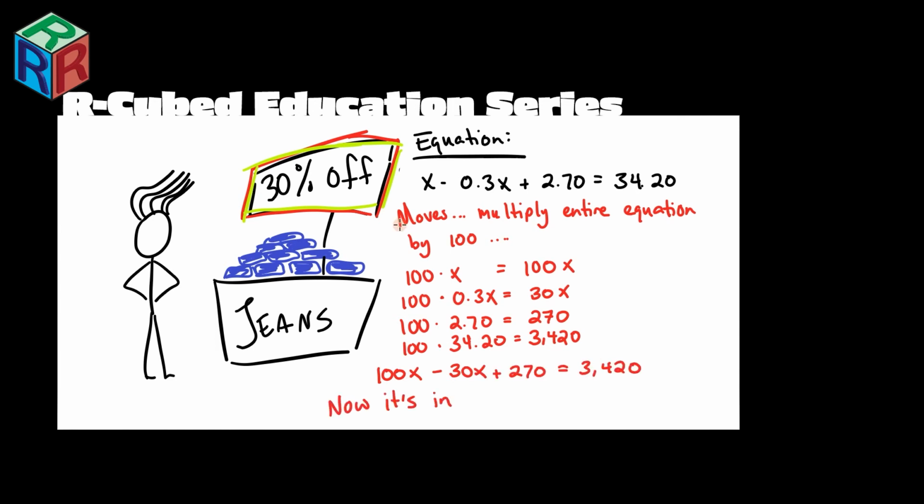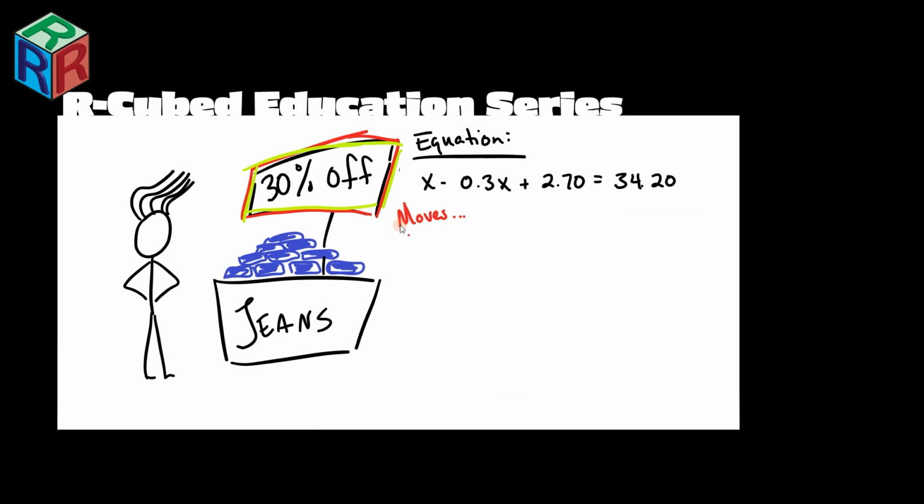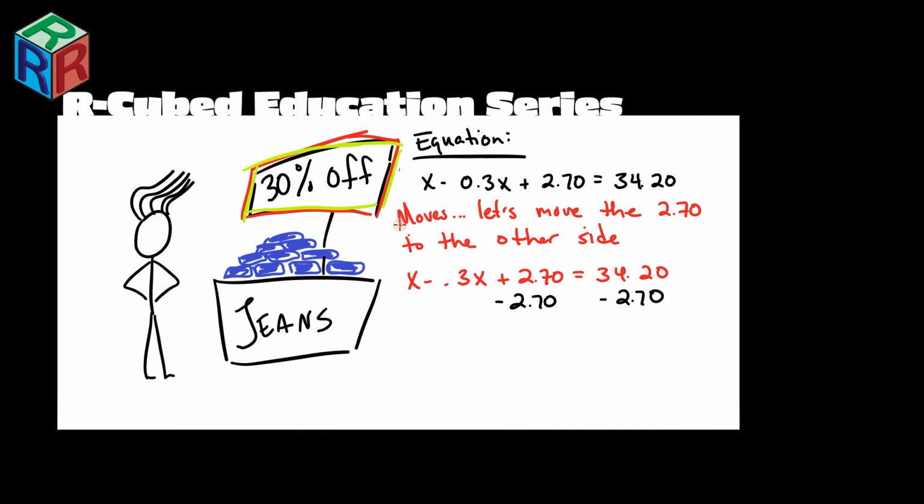Now we're dealing with cents and not dollars. So now we're going to try to move the 270 over to the other side. And if you remember, we have to use the opposite operation. So subtract 270 from both sides, and there is our new equation. And this should kind of ring a bell because that's something we would do to solve the equation and find a solution if we were given an equation to begin with.